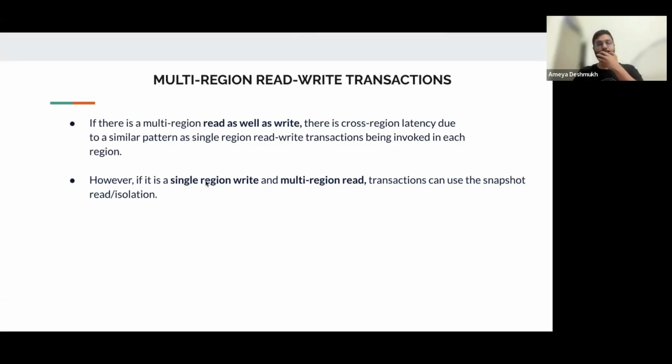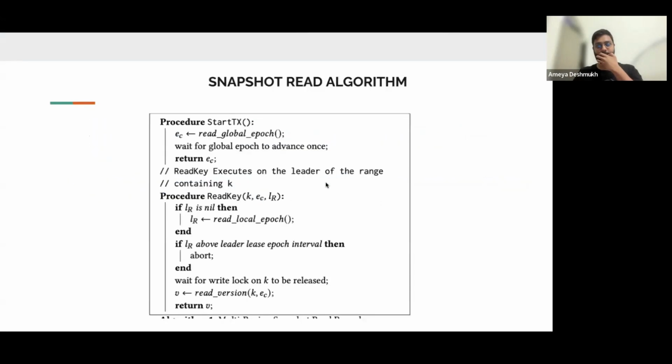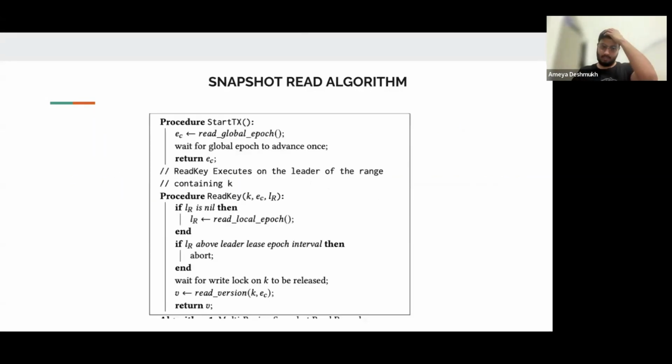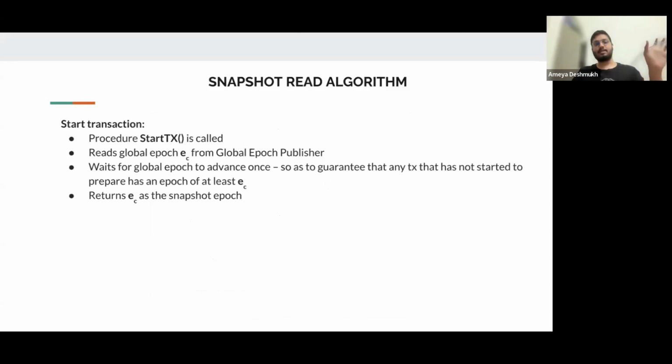To avoid that latency, you need to specify that the transaction is a single-region write and multi-region read. The snapshot read algorithm is something as follows. You have this start transaction procedure, which first reads the global epoch from the global epoch publisher.